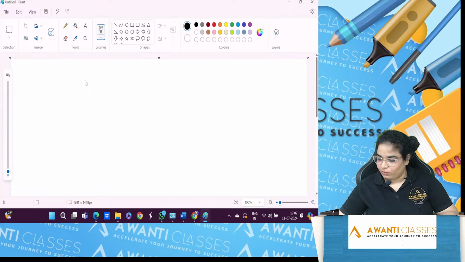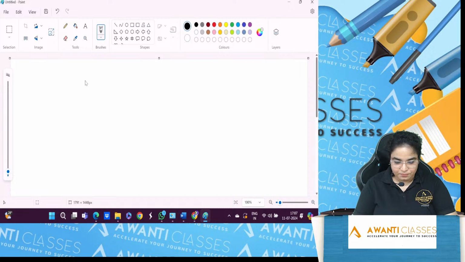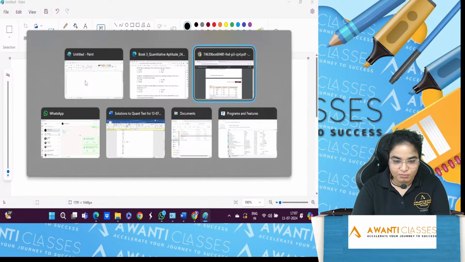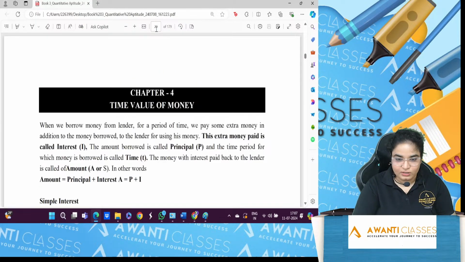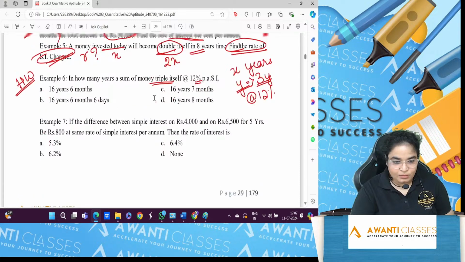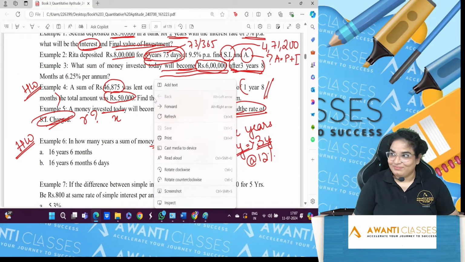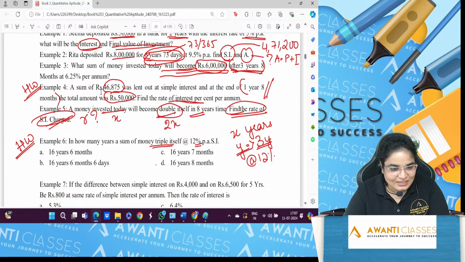Let's pick up where we left off. Let's quickly discuss the homework questions that we did yesterday. What was the first question? It was page 29, example number 4. I hope all of you at least tried it. What did it say?